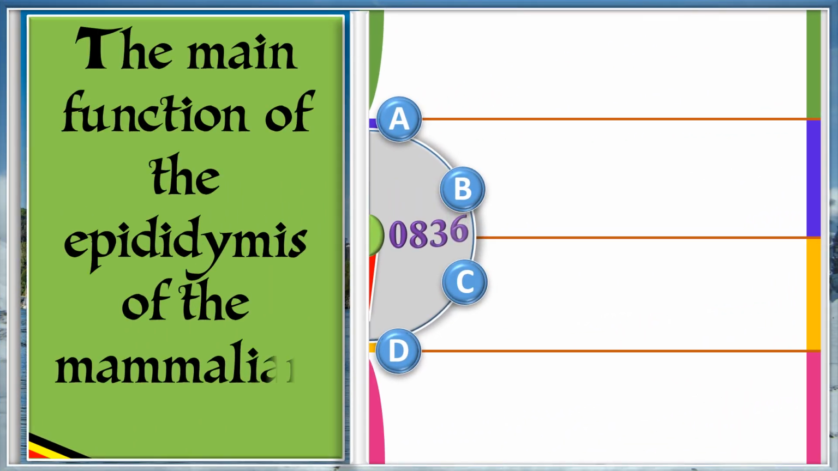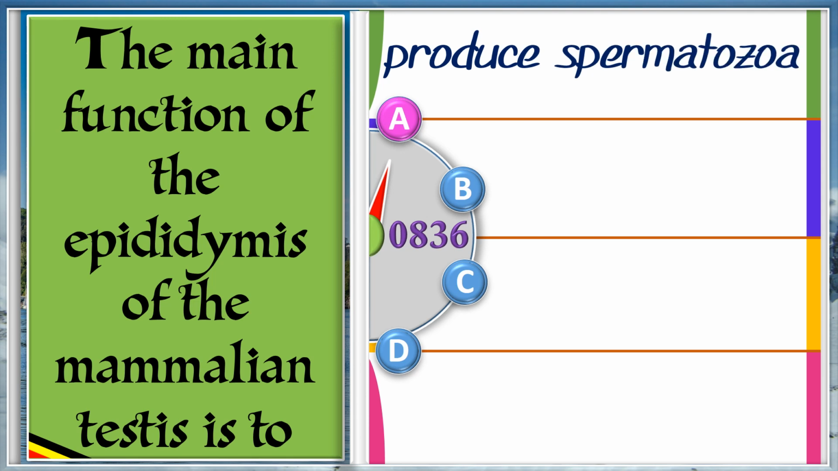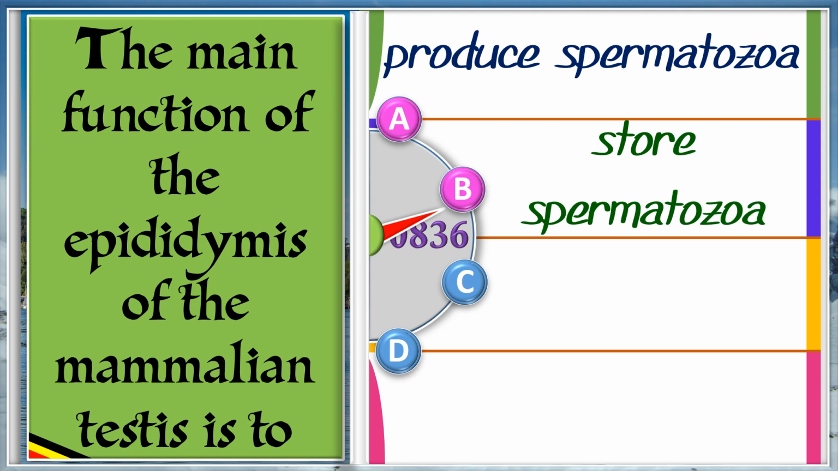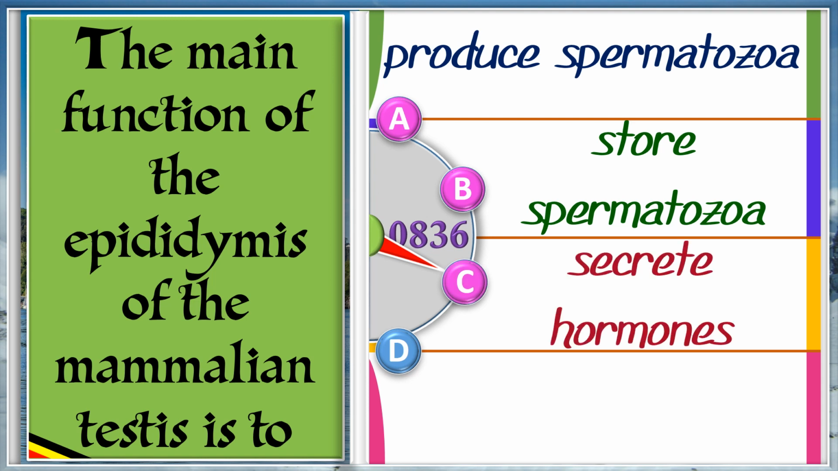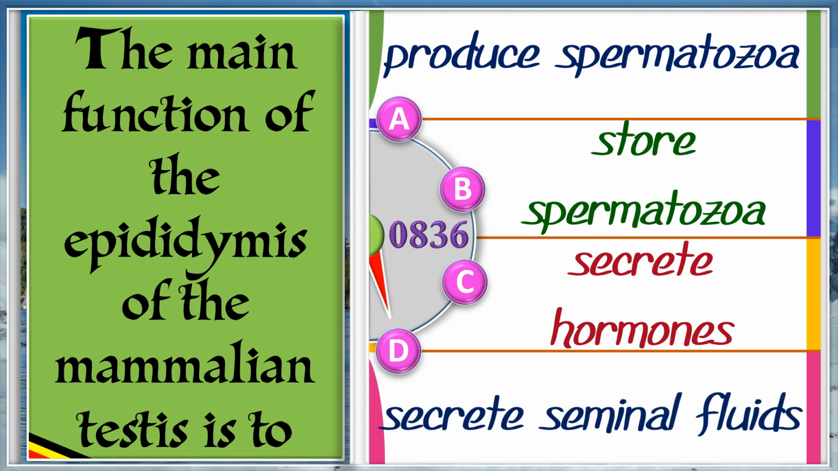The main function of the epididymis of the mammalian testes is to A, produce spermatozoa, B, store spermatozoa, C, secrete hormones, D, secrete seminal fluid. And the answer is B, store spermatozoa.